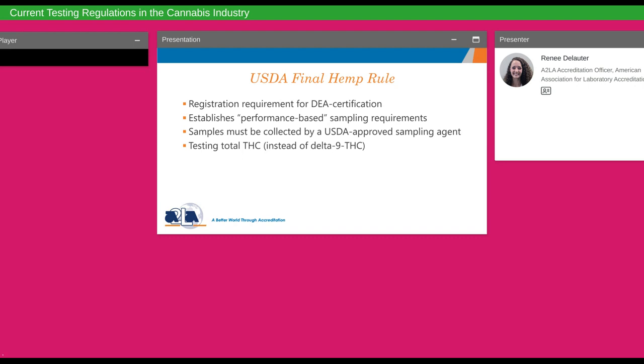Samples must be collected by a USDA approved sampling agent. The USDA will provide a list of authorized sampling agents on their website. Sampling agents must be trained under the applicable USDA or state training procedures. The requirements for testing total THC instead of limiting the testing to Delta 9 THC has also not been changed.